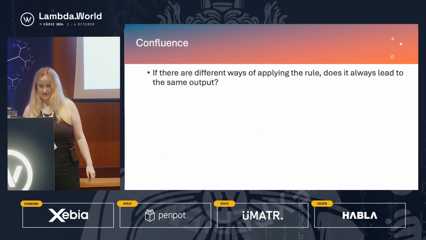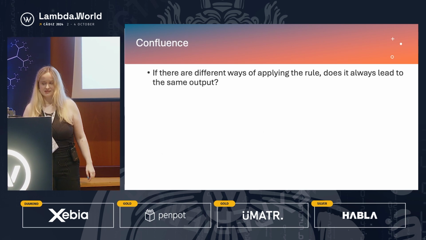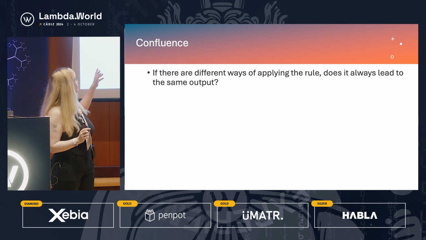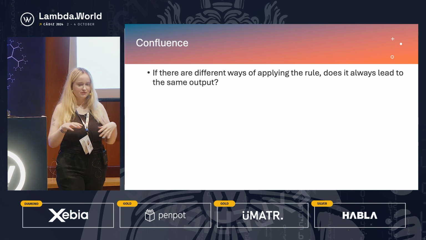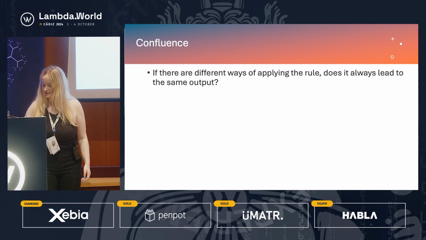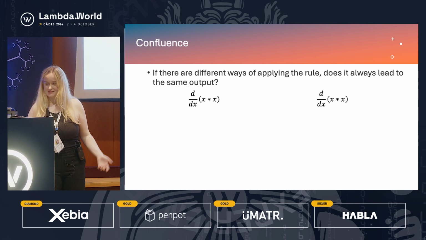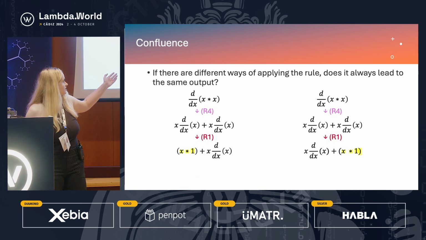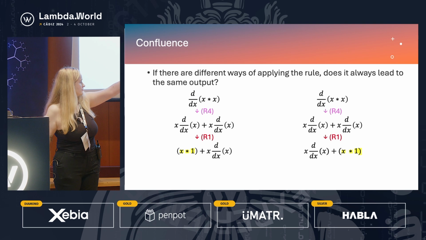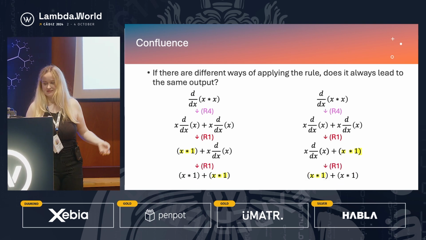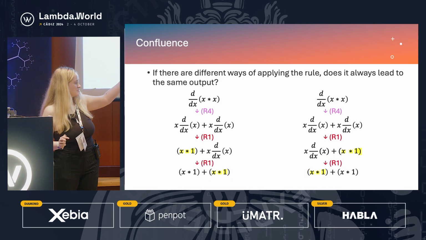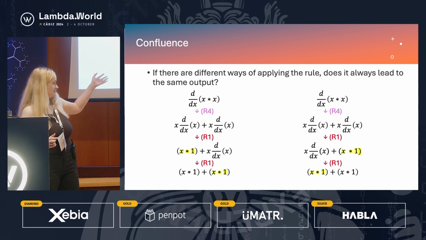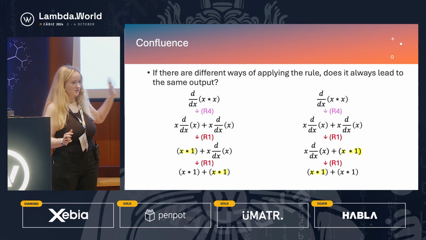And the second key concept, and I'm going to talk about this later because it was a problem with my implementation, is confluence. So if there are different ways of applying the rules, do we always get to the same output? So let's look at that previous example again. So first of all, apply rule 4, but remember we applied it first to the left-hand side, but what if we applied it to the right-hand side and then to the left-hand side? Well, as you can see, we end up with the same output, even if we apply the rules differently. And this means that this rewrite system is confluent.